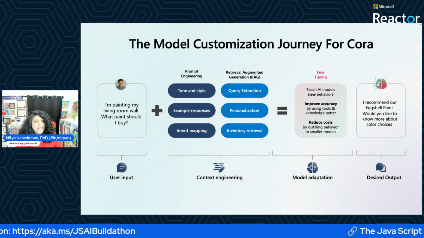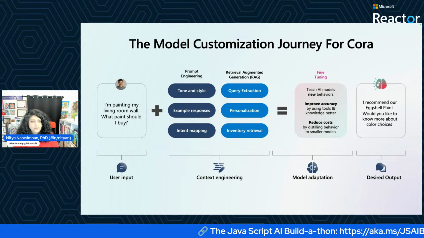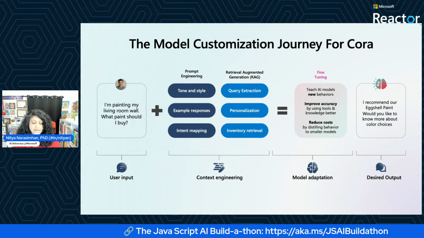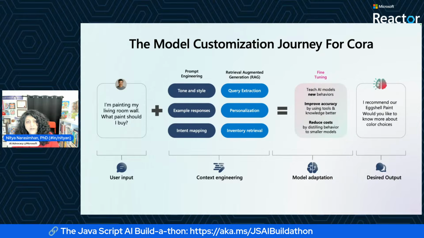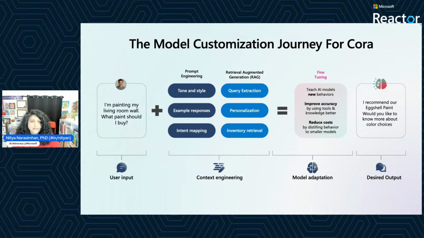So what is the end-to-end model development journey when I talk about it, right? The customization journey for something like this, so Cora is the name of the customer service bot that we're building. The customization journey usually starts from a user coming in saying, hey, I'm painting my living room wall. What should I buy? And the response we really want is, hey, we have an eggshell paint. Here's the product. Would you like to know more? So not only am I giving you factual information, I'm leading you on a journey where I ask you more stuff. How do you get from here to here?